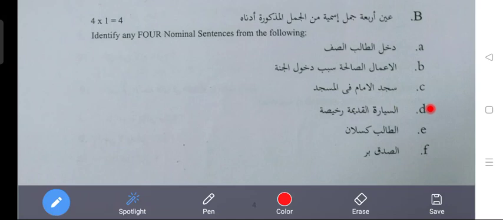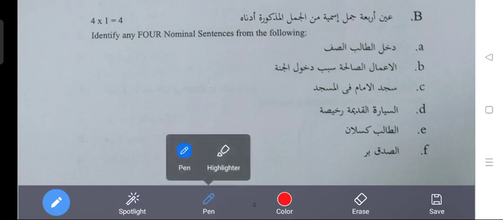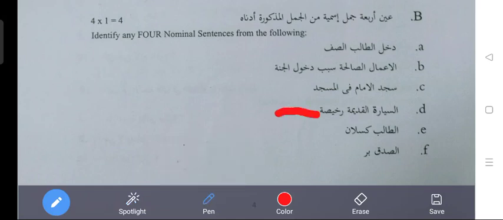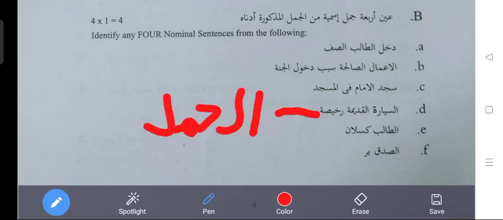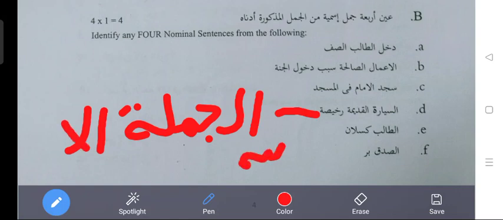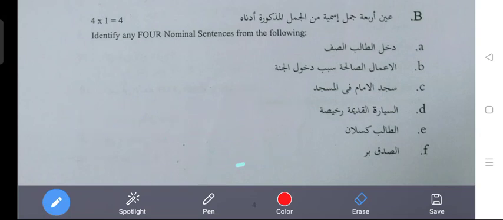Okay. So what do we have to do? We have to write the whole sentence in the answer sheet. After writing this sentence, we have to give an underscore beside the rakhisa. After rakhisa, we will give an underscore or a hyphen. Then we have to write al-jumla al-ismiya, like this. In this way, we have to write. Okay. Now come to the next section.